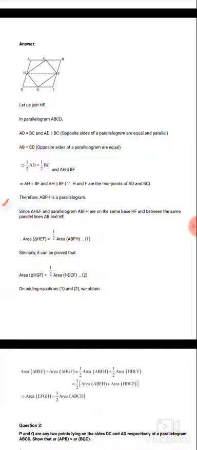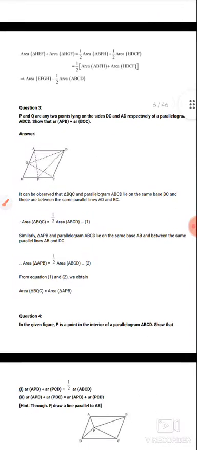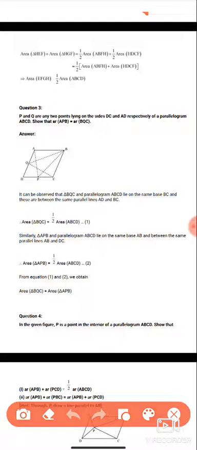Next is question number 3. P and Q are 2 points lying on the sides CD and AD respectively of a parallelogram ABCD. Show that area of APB is equal to area of BQC. Okay, now you have to show that these two triangles are equal in area, that is APB is equal to BQC. So directly you can start with, it can be observed that BQC and parallelogram ABCD lie on the same base and between the same sets of parallel lines AD and BC. So both the areas will be equal. So area of BQC will be equal to half of area of ABCD.